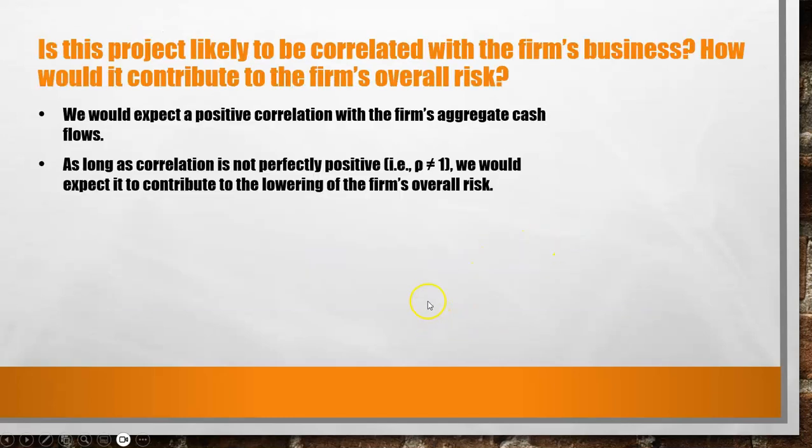Is this project likely to be correlated with the firm's business? How would it contribute to the firm's overall value? We would expect a positive correlation with the firm's aggregate cash flows. As long as the correlation is not perfectly positive, we would expect it to contribute to lowering of the firm's overall risk. So as long as it's not exactly the same as the other stuff you're doing, you should be okay. But are you going to do something that's closely correlated to your business?